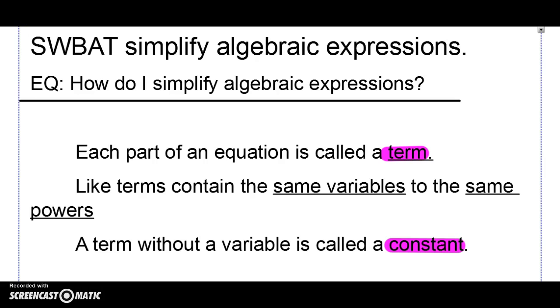So the very first slide here is really important because you're going to have to be identifying those in the beginning of your homework. A term really is every single part of the expression. Like terms have the same variables raised to the same power. Then we'd say a term without a variable is called a constant.